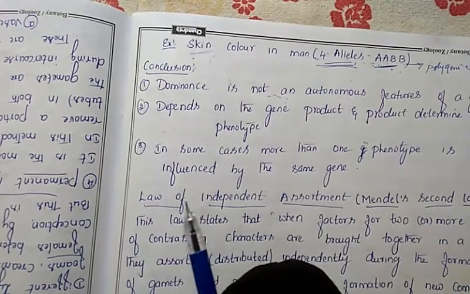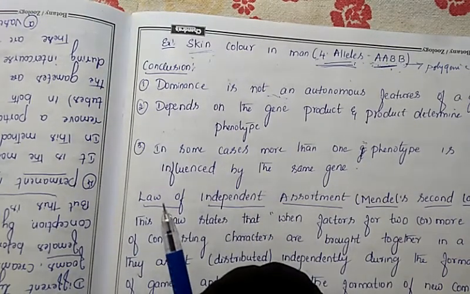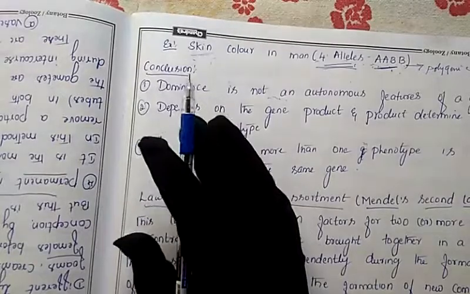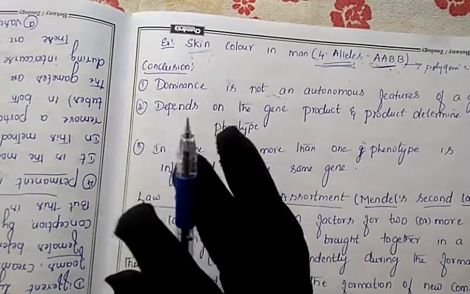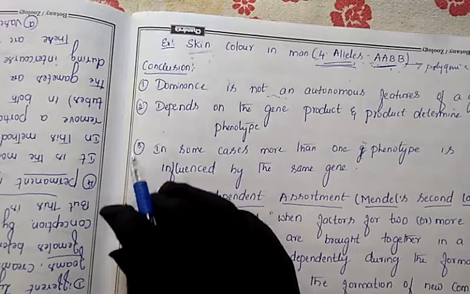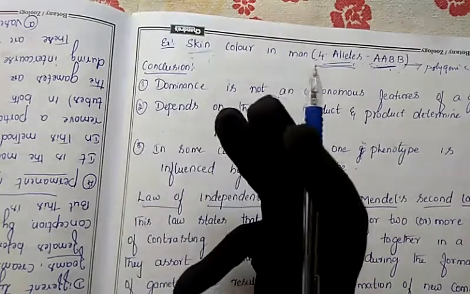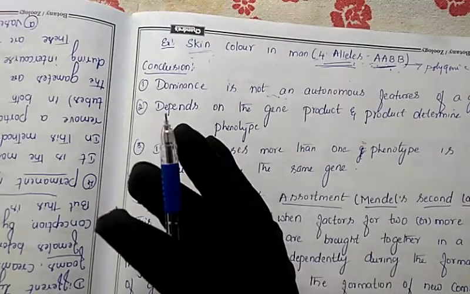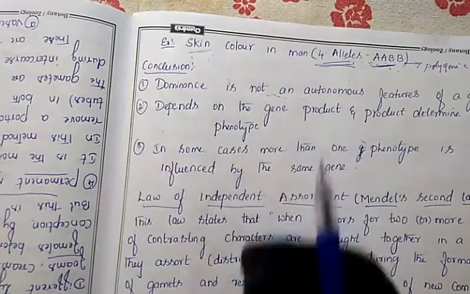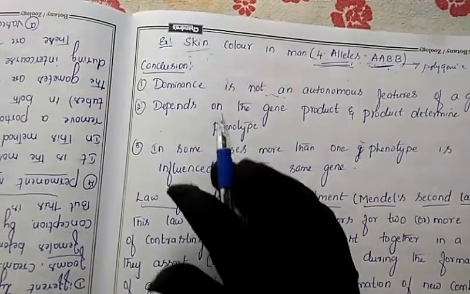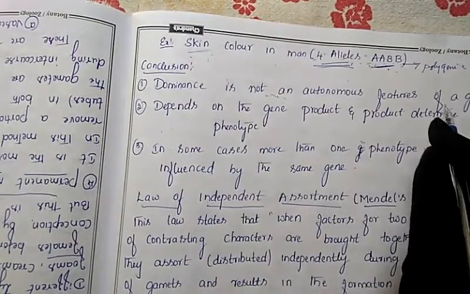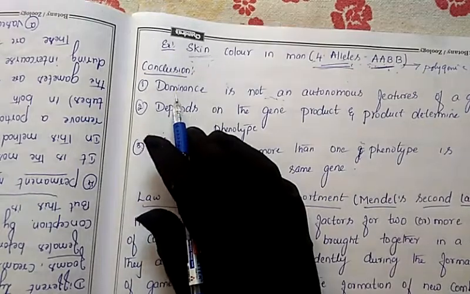We can't tell that 100% only the dominant expresses the character, because in incomplete dominance we have seen that the dominant was unable to hide the recessive completely. Due to that we got incomplete dominance here. So that's the conclusion we are telling.